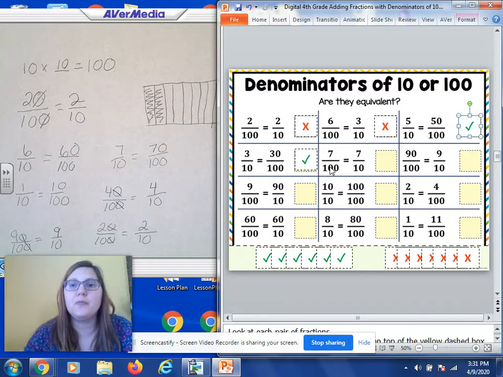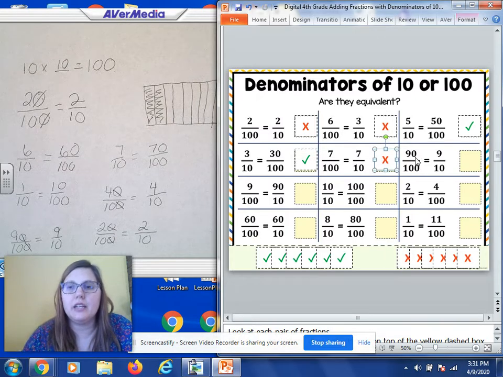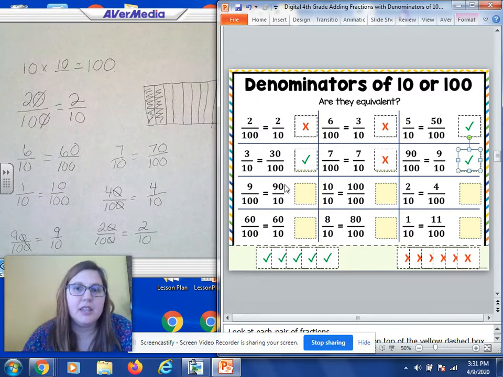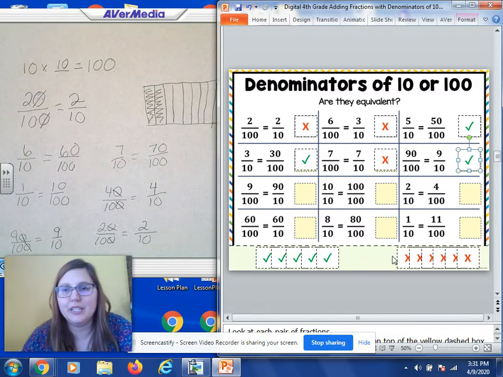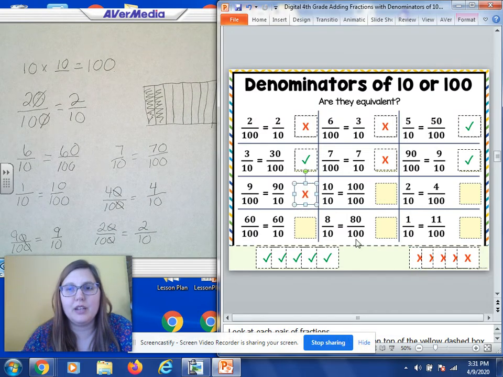This one I've done for you. 7 hundredths and 7 tenths. Okay, I took away a 0 on the denominator, but can I take away a 0 in the numerator? No, so those can't be equal. It would have to be 70 hundredths is equal to 7 tenths. 90 hundredths is equal to 9 tenths. I took a 0 on the top and the 0 on the bottom away, so that one is correct. 9 hundredths is equal to 90 tenths. Okay, this number is greater than 1. This number is way less than 1. So we know that that can't be correct.